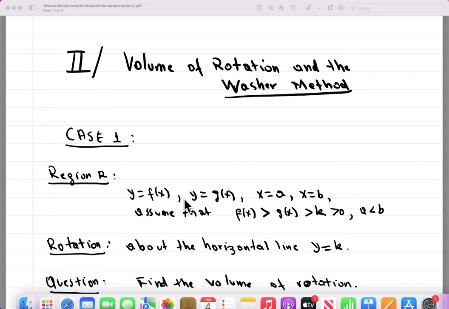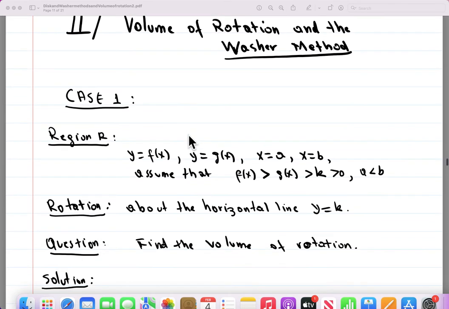Hello. So today we're going to discuss the volume of rotation and the washer method. This is still on chapter 6, section 2, part 2. Part 1 was basically the volume of rotation and the disk method. Now this time we're discussing the washer method.